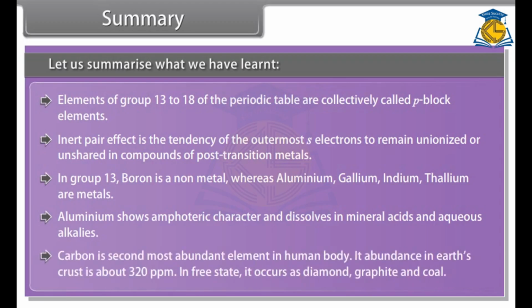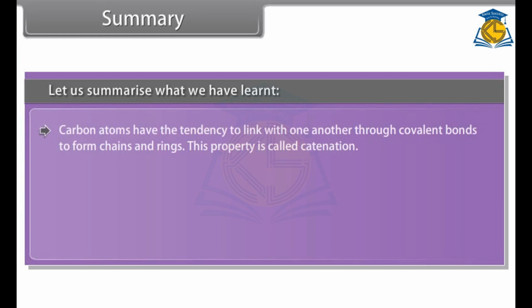Carbon is the second most abundant element in the human body. Its abundance in Earth's crust is about 320 parts per million. In free state, it occurs as diamond, graphite, and coal. Carbon atoms have the tendency to link with one another through covalent bonds to form chains and rings. This property is called catenation.